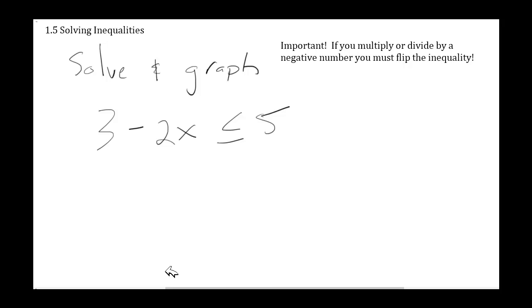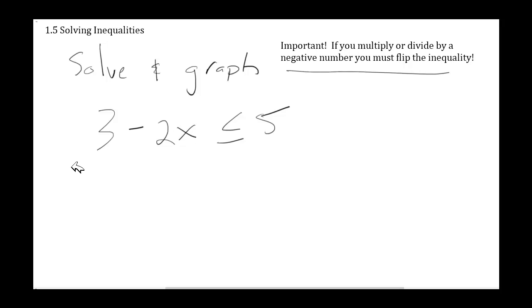Alright, hello everybody. We're in section 1.5 and we're going to solve some inequalities. So here's some directions, solve and graph, and we've got, this would be called a linear inequality. Linear because we have x to the first power, and this is our important rule. The only change is, if you multiply or divide by a negative number, you've got to flip the inequality. Otherwise, it's the same thing as if you were solving a linear equation.